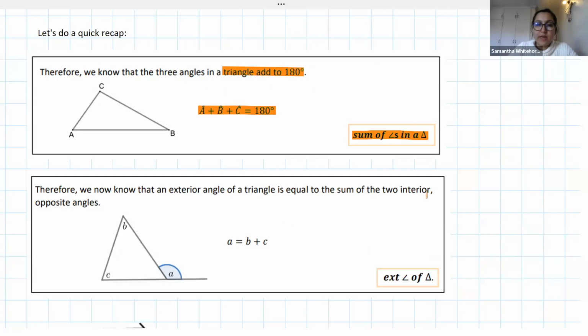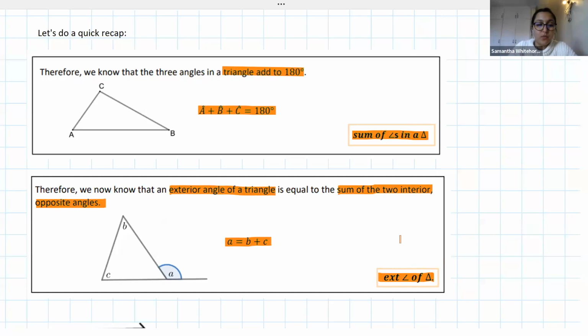And then on Wednesday, we had a look at the reason that dealt with the exterior angle of a triangle. And we saw that it was equal to us adding together the 2 opposite interior angles. If I add them together, I will always get the exterior angle of my triangle. And that reason, exterior angle of triangle. So those were the 2 reasons that we've done so far.